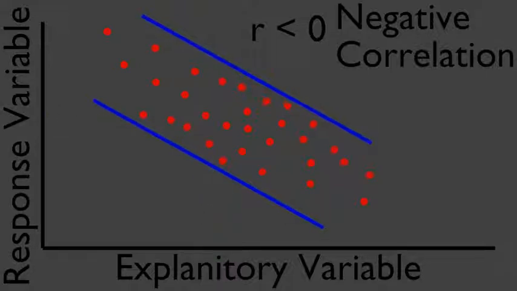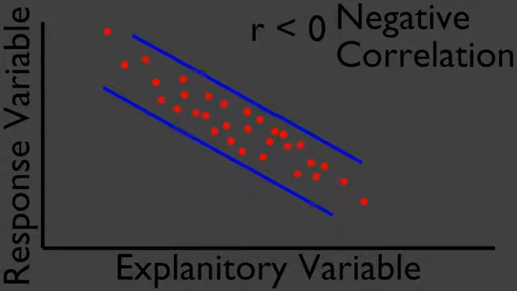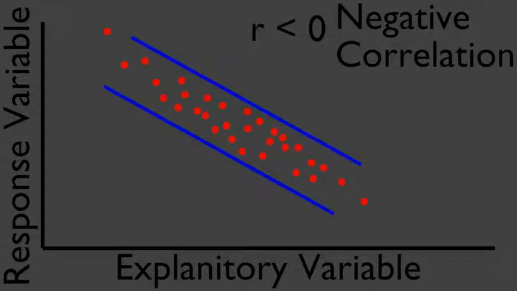Now as the points come closer to an actual line, we say that the correlation increases, or we have a stronger correlation. This would result in our R value approaching -1. So the closer the R value is to -1, the stronger the negative correlation is.